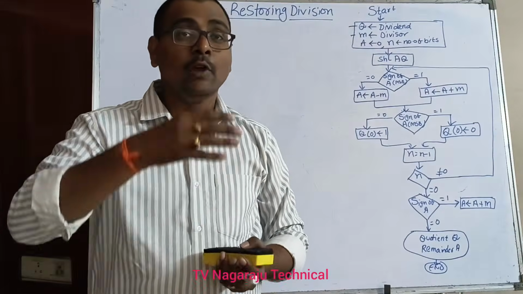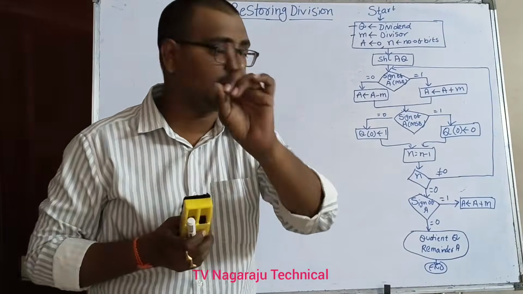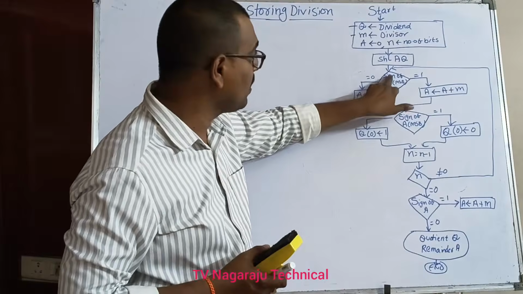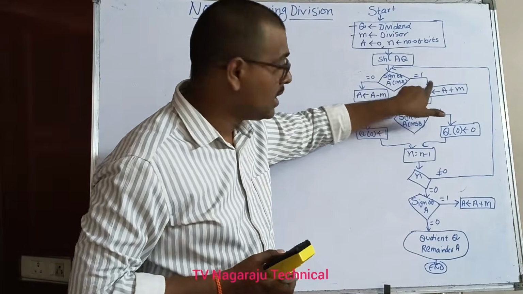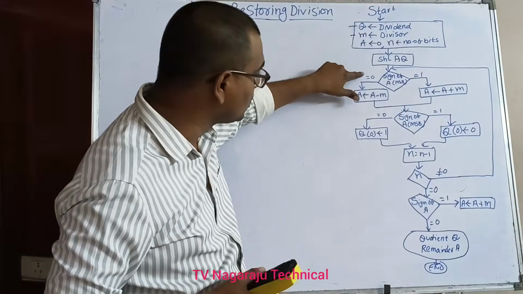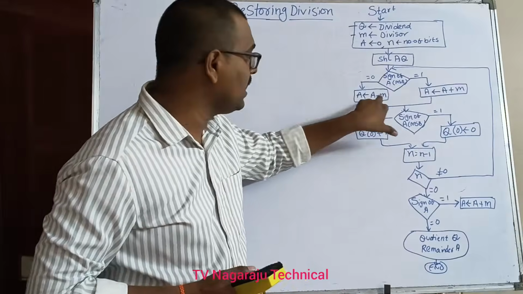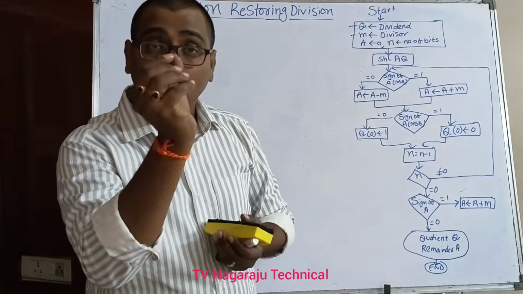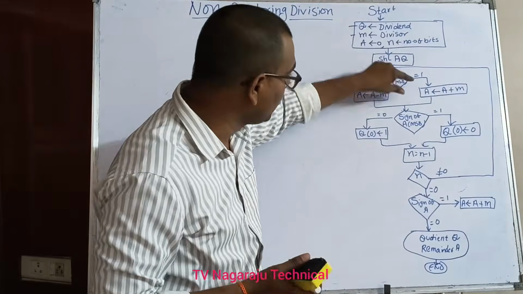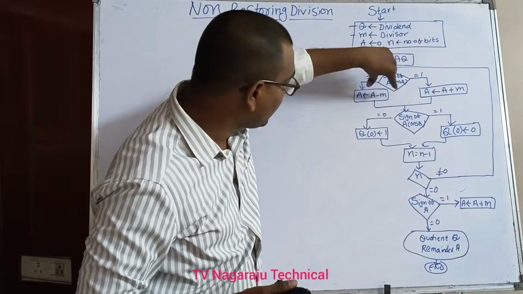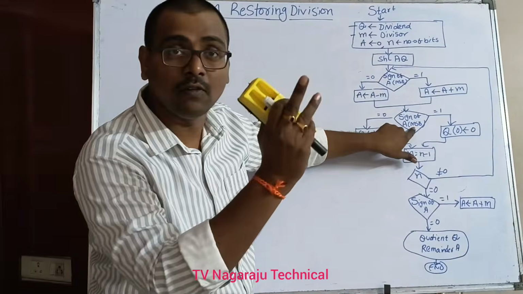But here we have two operations, addition and subtraction. That is the difference. If the sign of the MSB is 1, we add the divisor to A. If the sign of the MSB is 0, we subtract the divisor. After doing either addition or subtraction, you need to fix the value of Q. Remember, in restoring, this condition is not there. Directly we do the subtraction and then check the sign of the MSB.